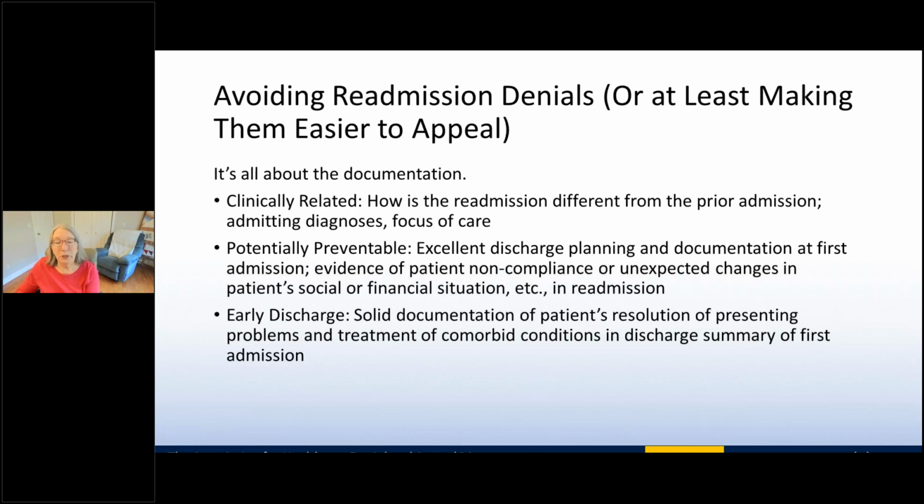Okay, so avoiding readmission denials, or at least making them easier to appeal. It's all about the documentation. For clinically related, how is the readmission different from the prior admission? Think about the admitting diagnoses and the focus of care. Potentially preventable: your excellent discharge planning and documentation during the first admission, and any evidence of patient noncompliance or unexpected changes in their social or financial situation that you couldn't have anticipated for that second admission. And then early discharge: just ensuring there's solid documentation of the patient's resolution of their presenting problems and that their comorbid conditions were treated and are stable.